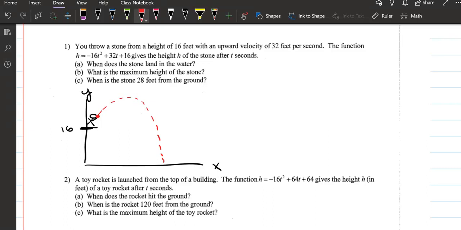The question says, when does the stone land in the water? So this is water. Boom. Okay, there's my wonderful drawing. This will also help you understand what pieces you're actually finding. So, when does the stone land in the water? What piece is that? What am I looking for? The x-intercept. Okay, so we're doing x-intercept.